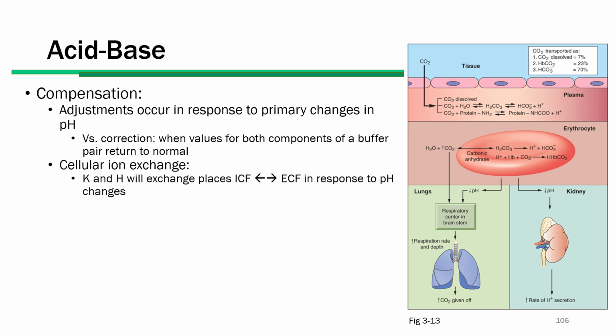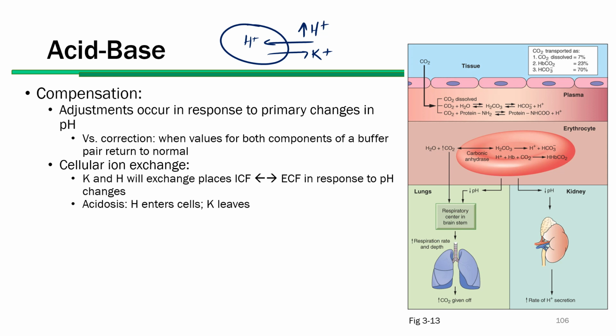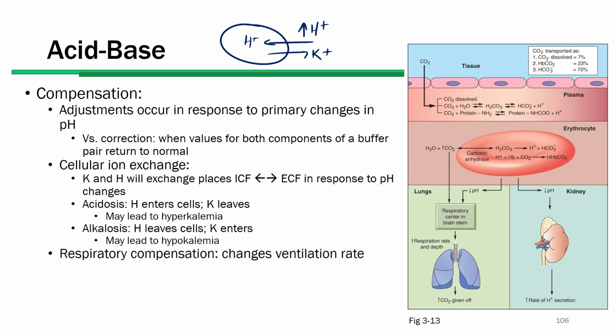Compensation can be cellular ion exchange. We've seen this before. If hydrogen goes up in the extracellular fluid, so it's acidic, we can push the hydrogen into the cell and pull some potassium out, but that's a risk of hyperkalemia then. So in acidosis, hydrogen enters, potassium leaves. That may lead to hyperkalemia, and then the opposite would happen in alkalosis. The hydrogen would leave and potassium would enter, and that can lead to hypokalemia.